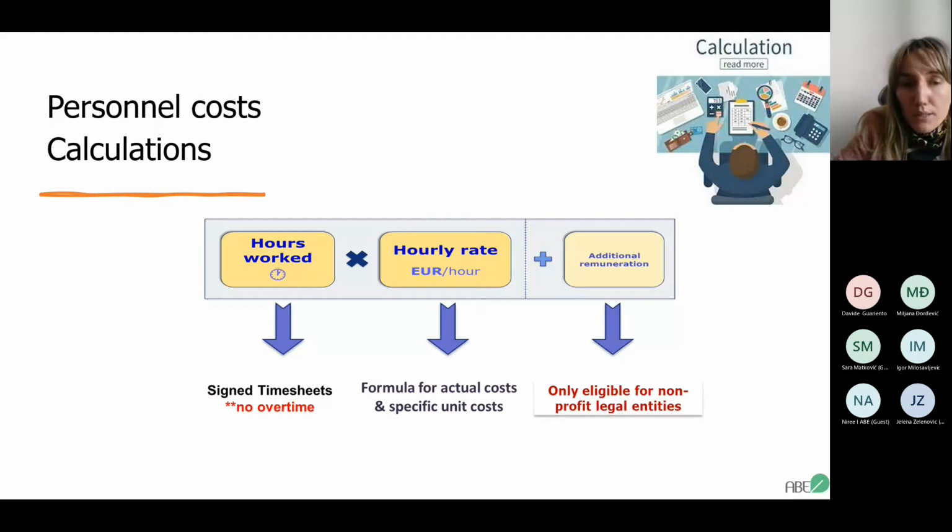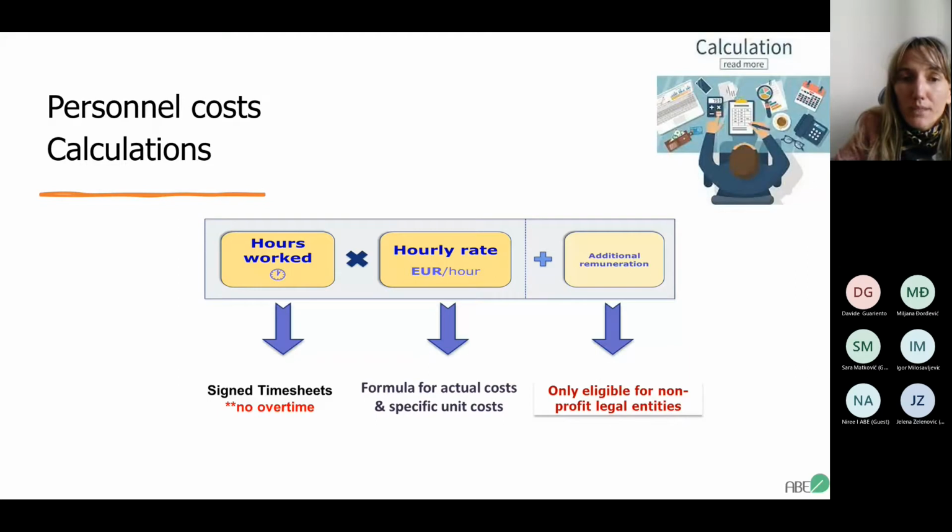Once again, we have hours worked. These hours are tracked and signed in timesheets. And of course, just keep in mind that there is no overtime. Just remember the number that Davide mentioned: 1,720. It's the number of hours that it is possible to work for the whole year, because the European Commission doesn't recognize overtime.